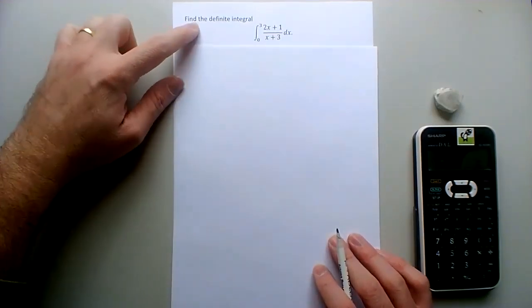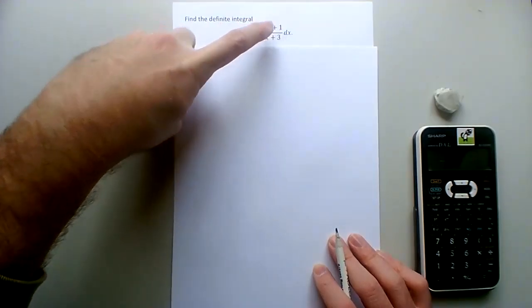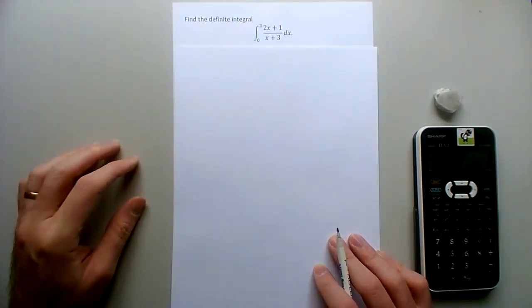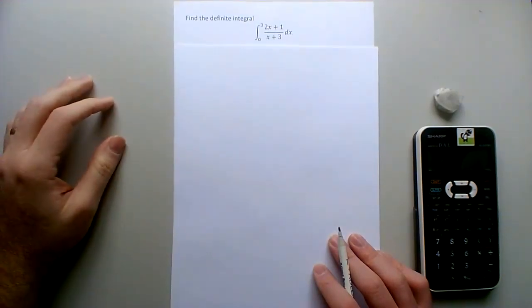My problem says find the definite integral from 0 to 3 of (2x plus 1) over (x plus 3) dx. Okay, well, to do that, I'm going to need to know an antiderivative of that thing in the middle. And it's not something that looks obvious to me.